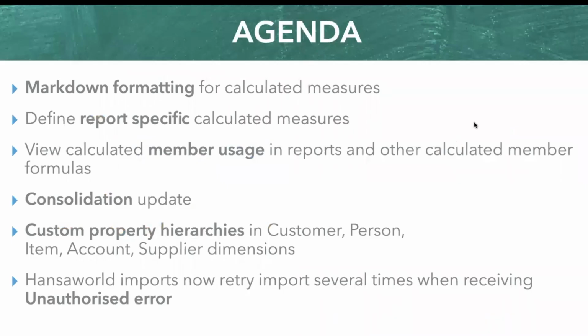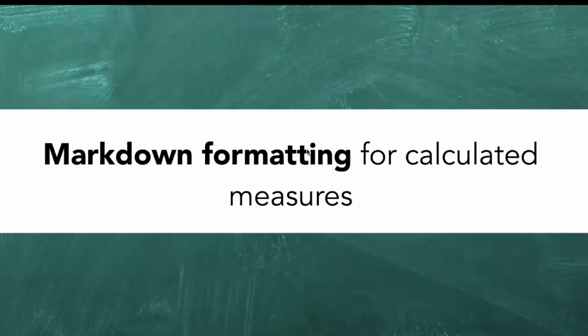This is the agenda for today. We're gonna talk specifically about Markdown formatting, report-specific calculated members, member usage, consolidation update. We have that as well. Adding custom property hierarchies. And let's talk a little bit about the unauthorized error, because we made some changes there as well. So let's start with the Markdown formatting.